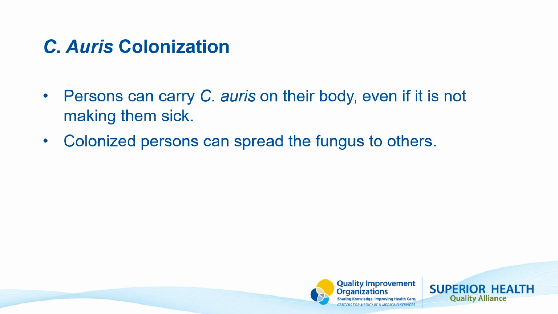C. auris is a fungus that can cause serious infections. It can spread from one patient to another in hospitals and nursing homes or other healthcare settings. Patients can carry C. auris somewhere on their body, even if it's not making them sick, and this is called colonization. When people in hospitals and nursing homes are colonized, C. auris can spread from their bodies and can get on other people or nearby objects, allowing the fungus to spread to people around them. The percentage of those patients who are colonized with C. auris that will go on to develop invasive infection is not known.